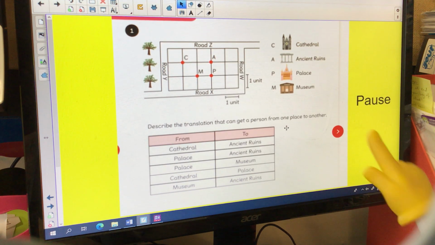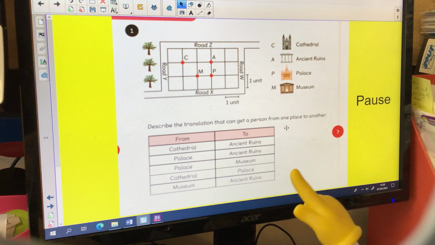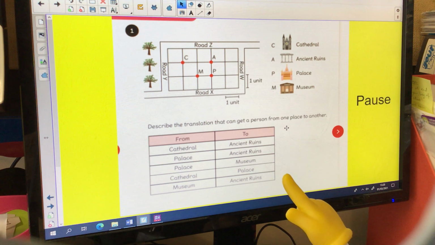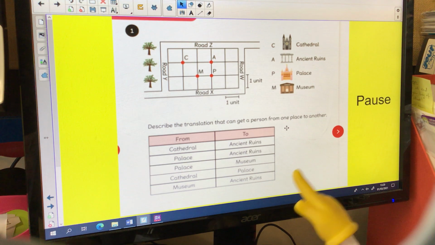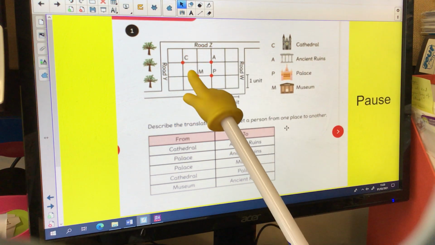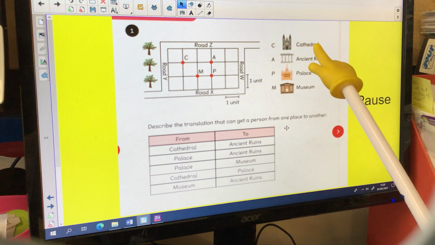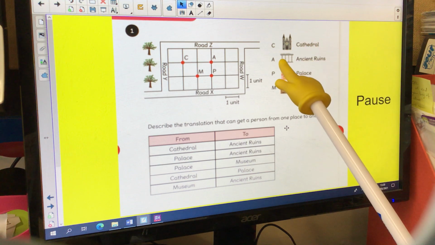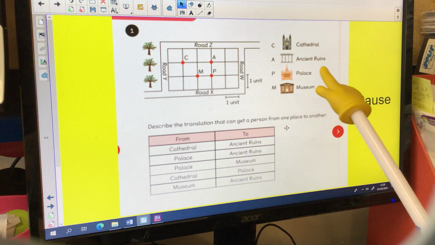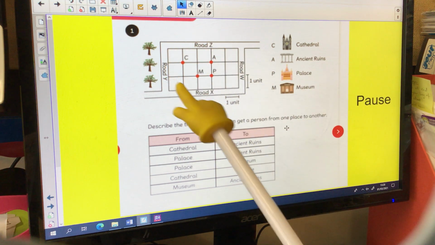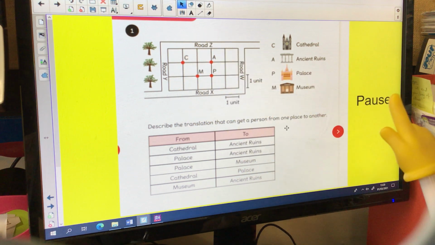Okay, now I'm going to talk about this and I want you to just have a little pause and have a go yourself. This is the guided practice. So it says describe the translation that you can get a person from one place to another. So just so that we know, on our map here, we've got C, A, M and P. C is the cathedral, big church. A is the ancient ruins. P is a palace and M is a museum. Now this must be a city centre, because you often find buildings like that in the middle of a city centre. It's part of a map from a city centre.